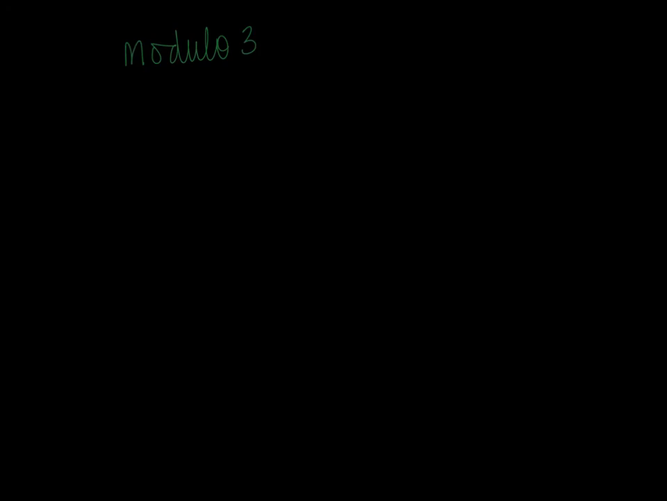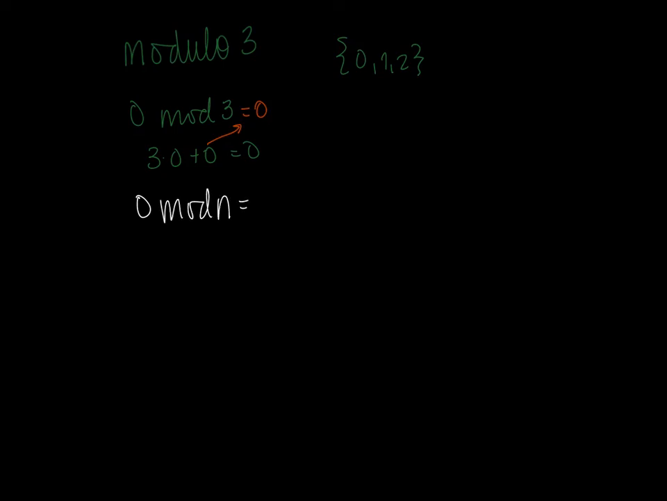So for a moment, we're going to look at numbers modulo 3. This means that our possible outcomes are going to be 0, 1, and 2. So notice, if I take 0 modulo 3, I get that 3 times 0 plus 0 equals 0, but it's this 0 that allows me to say it equals 0. In fact, this is a statement: 0 mod n is going to equal 0 for any value of n that's an integer.